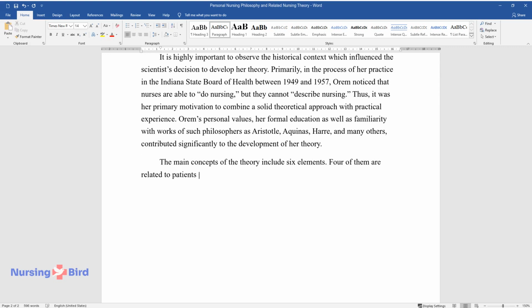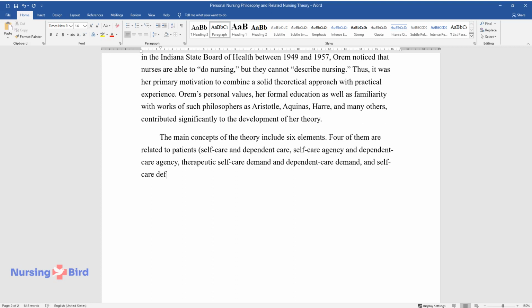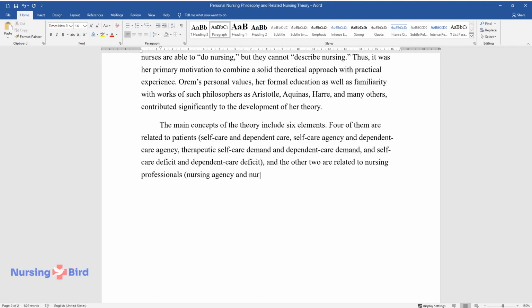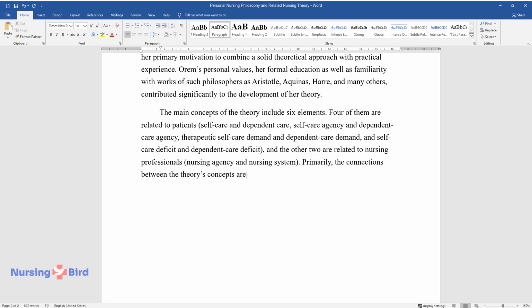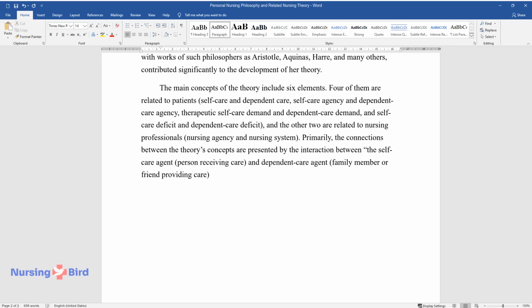4 of them are related to patients: self-care, independent care, self-care agency and dependent care agency, therapeutic self-care demand and dependent care demand, and self-care deficit and dependent care deficit, and the other 2 are related to nursing professionals, nursing agency and nursing system. Primarily, the connections between the theory's concepts are presented by the interaction between the self-care agent, person receiving care, and dependent care agent, family member or friend providing care, and the nurse, nurse agent.